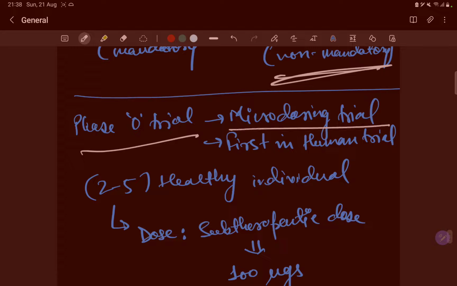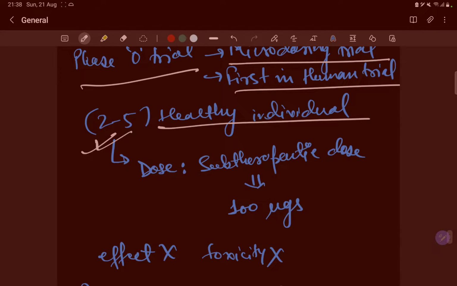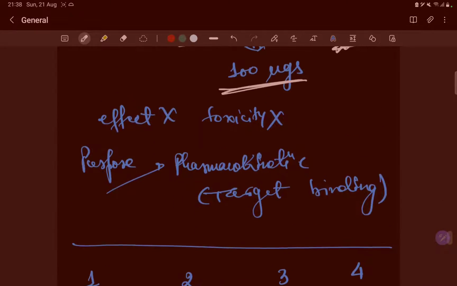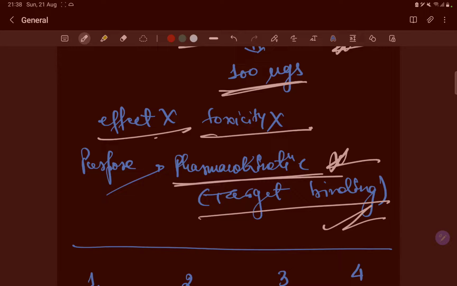Phase 0 trial is microdosing trial, first in human trial. ठीक है. So basically what happens, it is acting on 2 to 5 healthy individuals given in the subtherapeutic dose, and 100 micrograms are given. Effect नहीं देखा जाता, toxicity नहीं देखी जाती. Purpose is the pharmacokinetic study, that is target binding होता है कि नहीं. ठीक है.